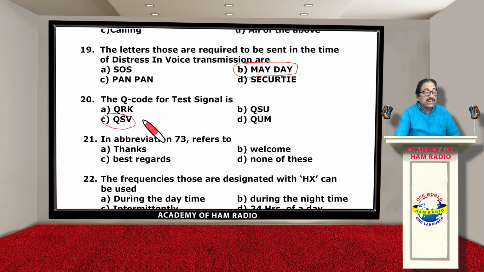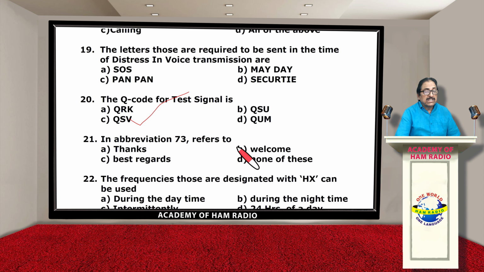Shall I send a series of V's on this frequency? If it is in question form, that is the meaning. But in the answer form, QSV means send a series of V's on this frequency. You have to remember the Q code for test signal is QSV. Charlie is the answer.